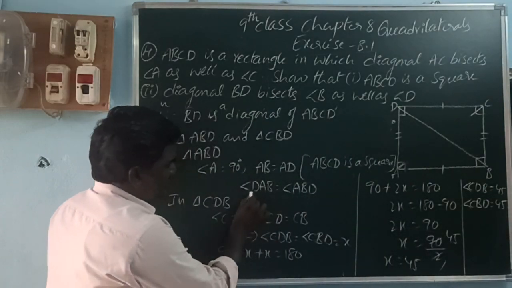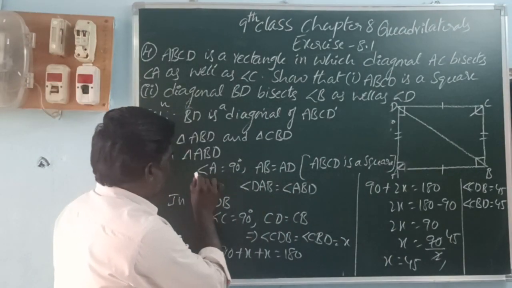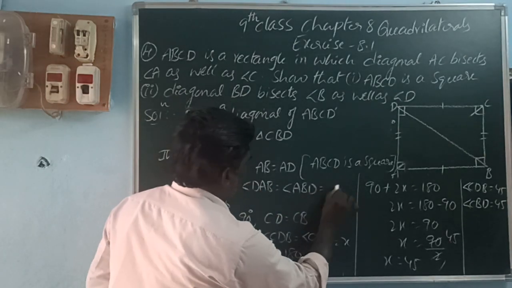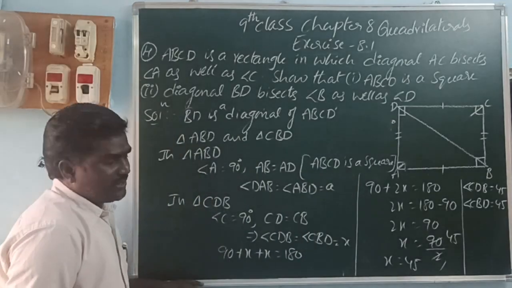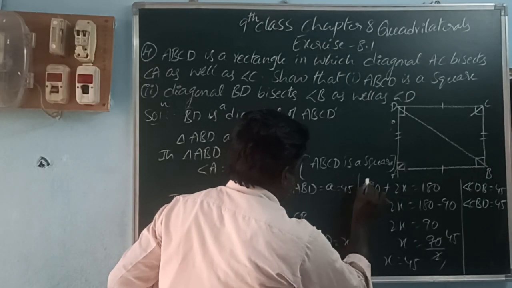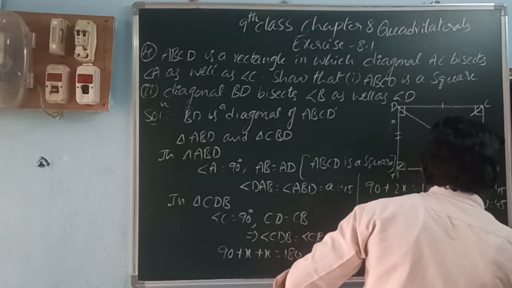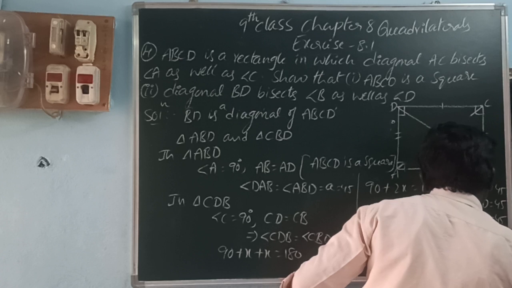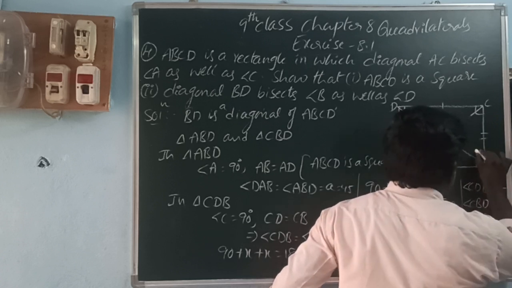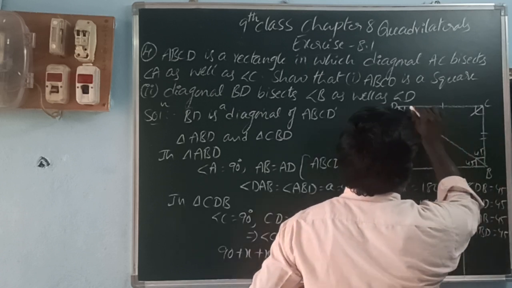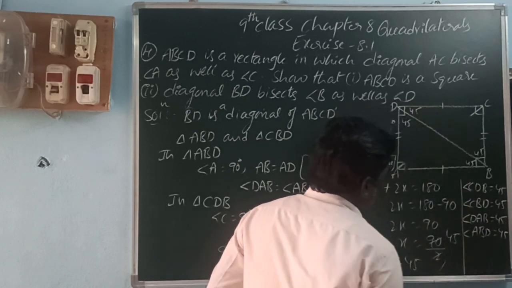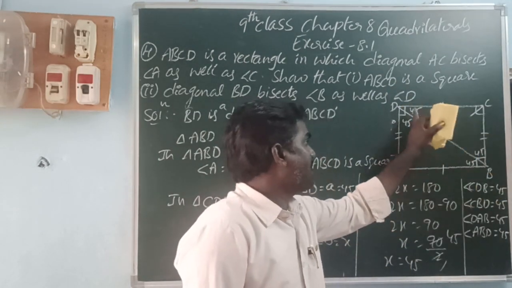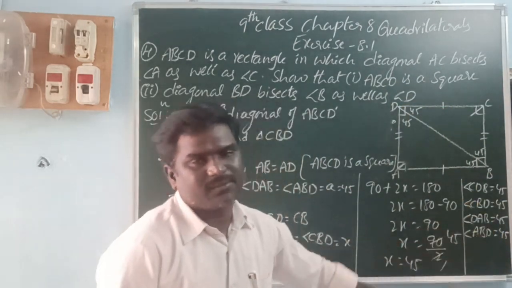Similarly, in triangle ABD, angle DAB is equal to angle ABD. Here also we can take it as x. So then this angle is how much? 45 degrees. So angle DAB is equal to 45 and angle ABD is equal to 45. So here 45, here 45, here 45, here 45. Therefore BD bisects angle B and angle D. Hence proved.